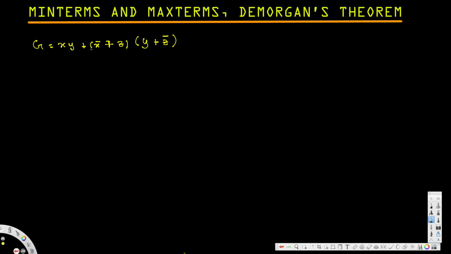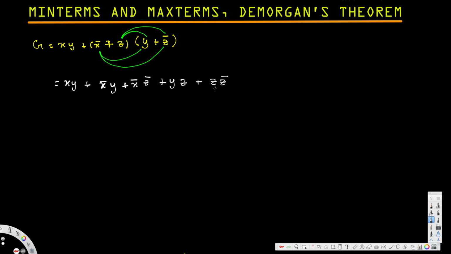In order to do this one, first we have to FOIL it. That's the first step. When we have a question like this, the first thing is to FOIL it. FOIL means we multiply these terms and simplify. Okay, let's continue. So xy remains the same, and if we FOIL this, this is going to be x bar y plus x bar z bar plus yz plus z z bar.